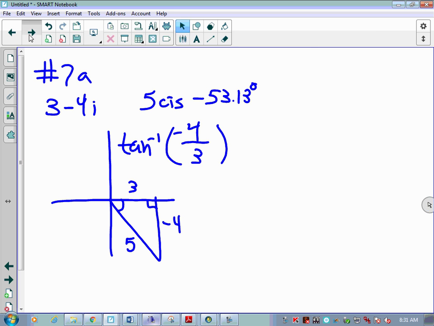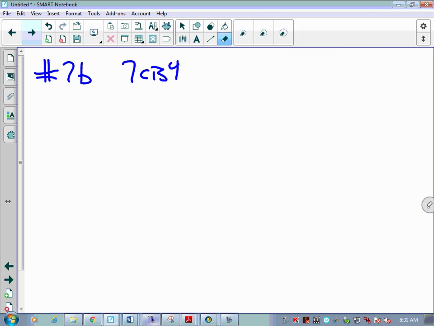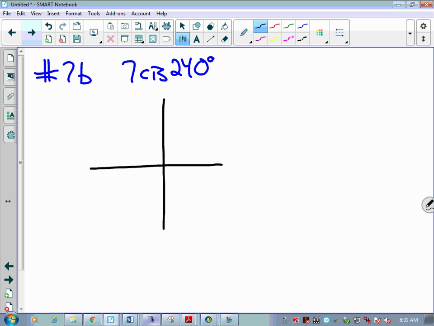Let's go to another page for 7B. We want 7 cis 240 degrees. 240 degrees is going to put me in the third quadrant, right? So I'm down here. I know that this is a 7, correct? 240 degrees is going to give me what for my reference angle? How many degrees past 180 am I?